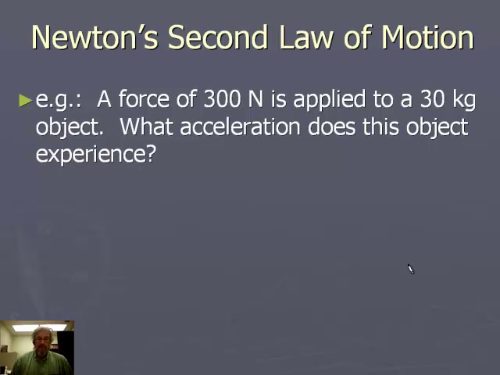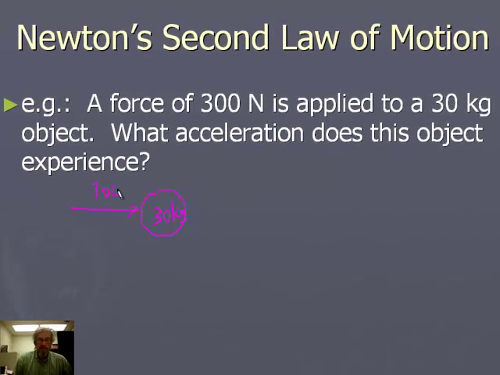Well, let's try another one. A force of 300 newtons is applied to a 30 kilogram object. So this is the object, its mass is 30 kilograms. I'm pushing on it with a force that's equal to 300 newtons, which remember is 300 kilogram meters per second squared. Question is, what acceleration? So going back to Newton's second law as a problem solving tool, F equals ma, so that means a would have to be F over m.